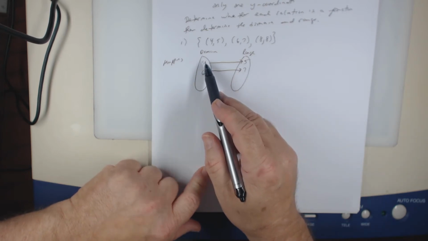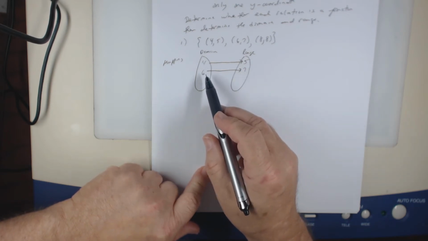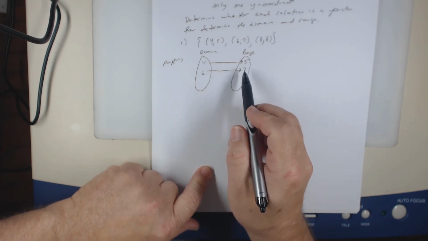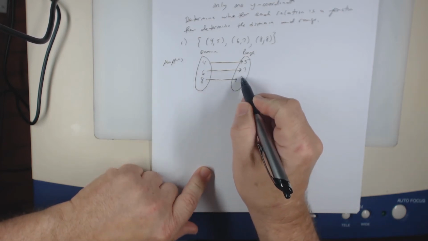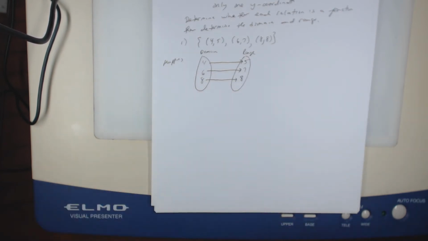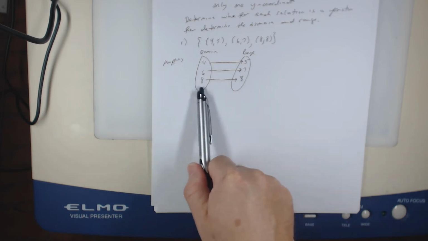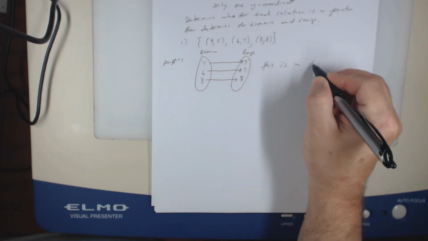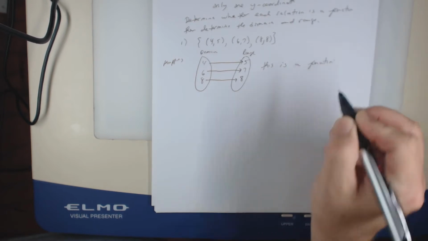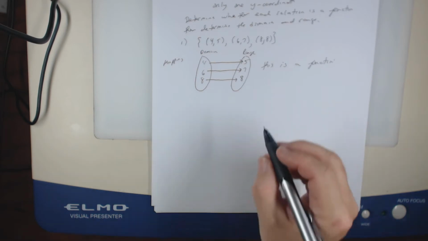That means that when x is 4, there's exactly one y value. What is it? 5. When x is 6, there's exactly one y value. What is it? 7. But we have one more to look at. When x is 8, there's exactly one y value, and it is what? 8. So based on the definition of function, is this a function? Yes. Because for each x coordinate, there's only one y coordinate. So this is a function. That's a function. All right, now the next thing we've got to do is determine the domain and range.